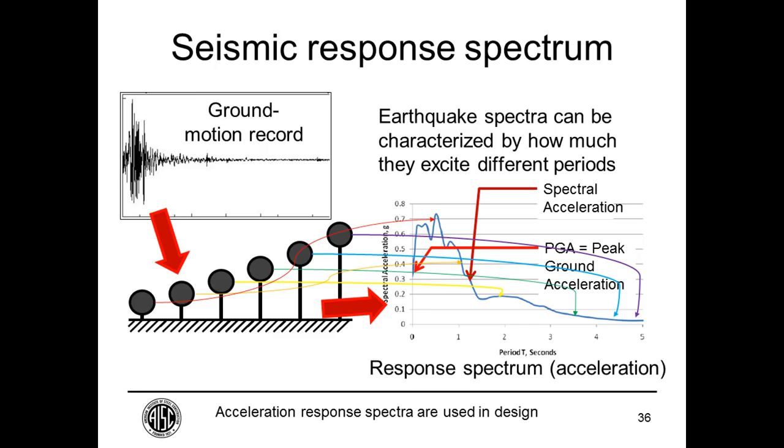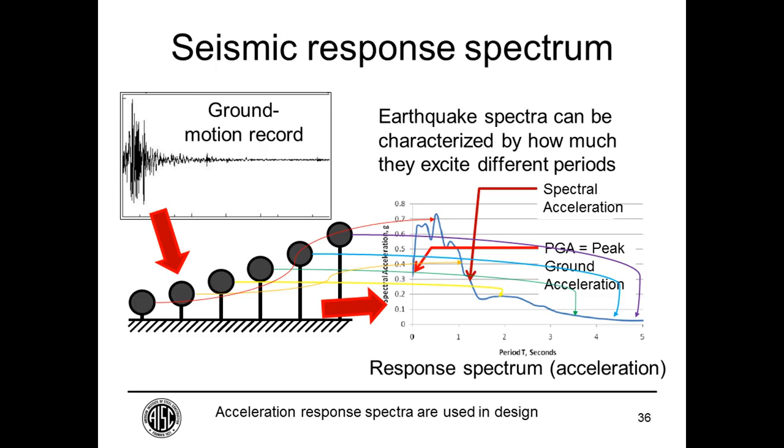Or we could interrogate the ground motion by running essentially a bunch of analyses of these little oscillators of different periods and seeing what their response is. And that gives us this response spectrum. So let's say we do it not just for one ground motion, but for 100 ground motions, and average them, and somehow come up with a generalized response spectrum.